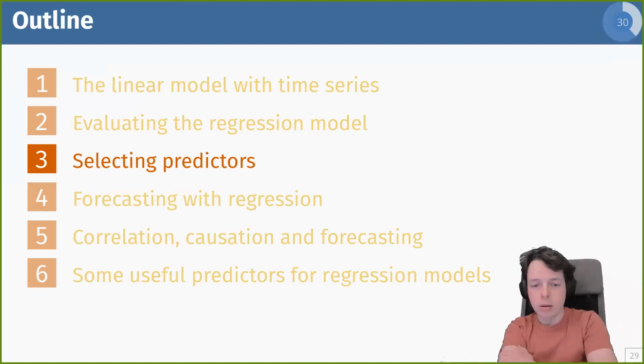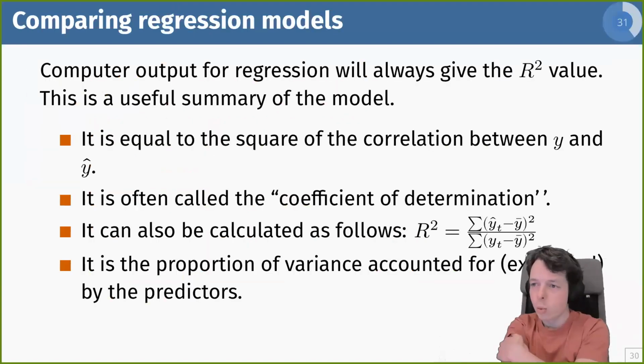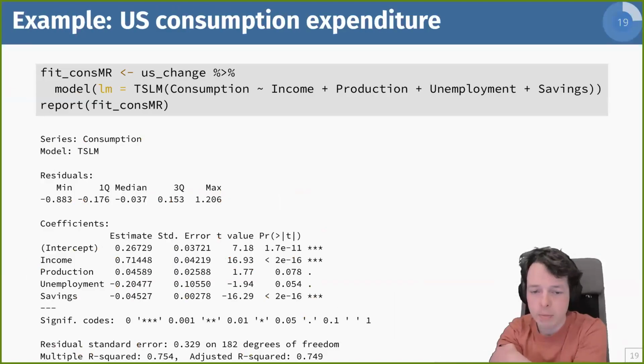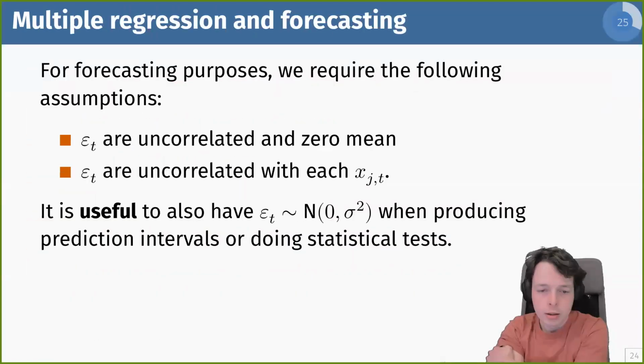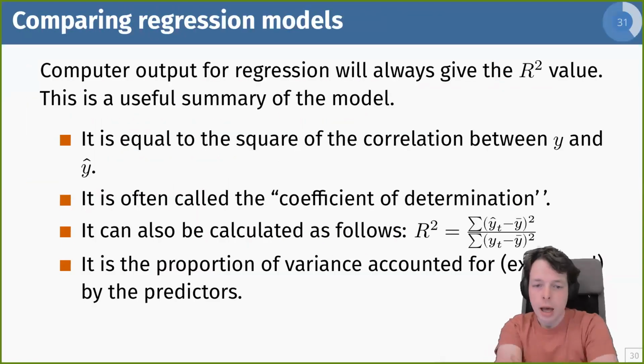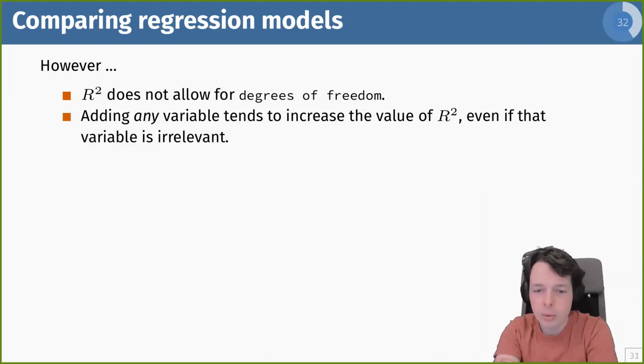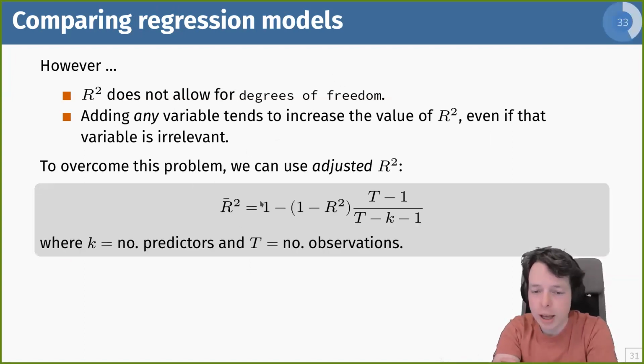So for selecting predictors, we estimated a regression model that included all of the variables that we had. That's this one here, but we saw that production and unemployment weren't significantly related. So do we need them in our model? To do this, we can use some summaries of R-squared. There's a problem with R-squared in that it will always increase as we add extra variables. However, we can incorporate the degrees of freedom, which is related to the amount of regressors we have in our model, to produce an adjusted R-squared.